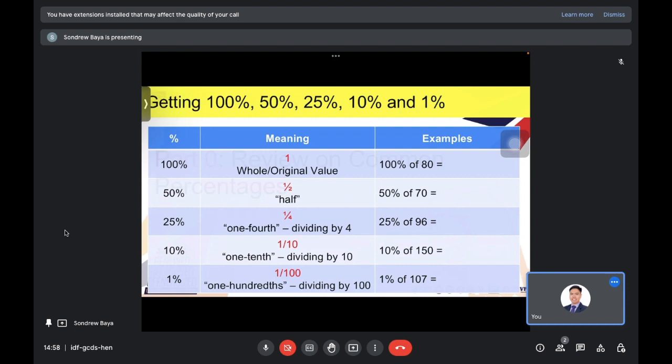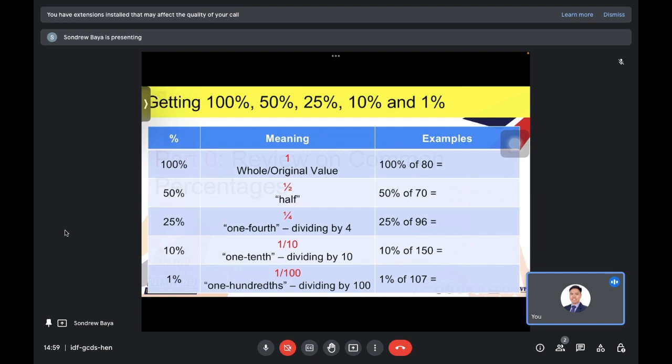10% is equal to 1/10 if you are to convert it into a fraction, which is just the same as dividing by 10. And recall when you divide by 10, you just move the decimal one place to the left. And of course, 1% is the same as 1 over 100 or simply dividing by 100. So in this case, it's still moving the decimal place, but this time 2 places to the left.